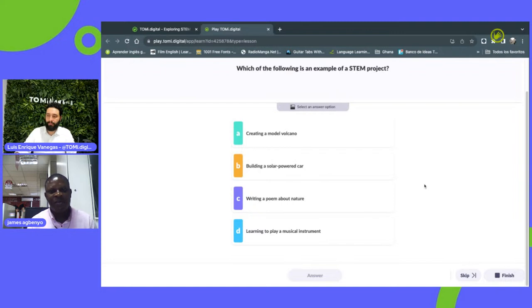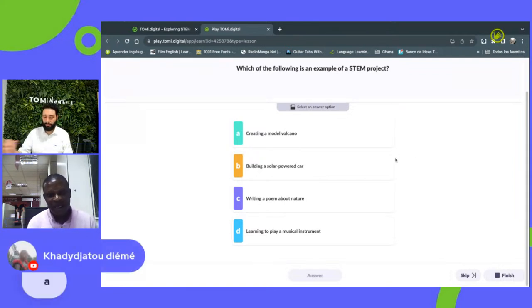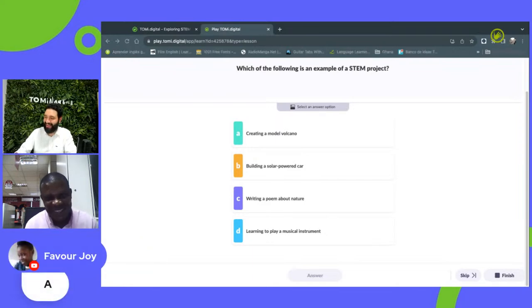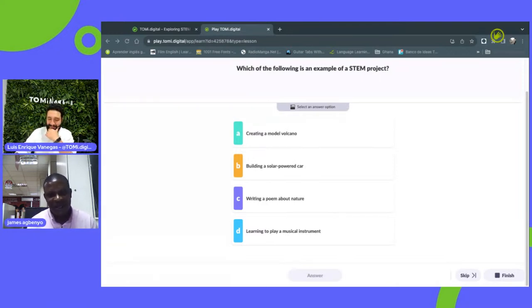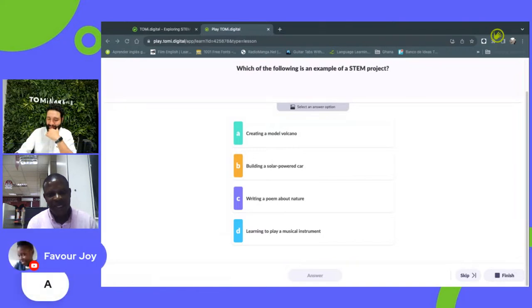Which of the following is an example of a STEM subject? A, creating a model volcano. B, building a solar-powered car. C, writing a poem about nature. And D, learning to play a musical instrument. So this is a difficult one. Some people are saying A. Look at it carefully. Is it creating a model volcano? Is it building a solar-powered car? C, writing a poem about nature, and D, learning to play a musical instrument. So Inusa says B. Grace says B.